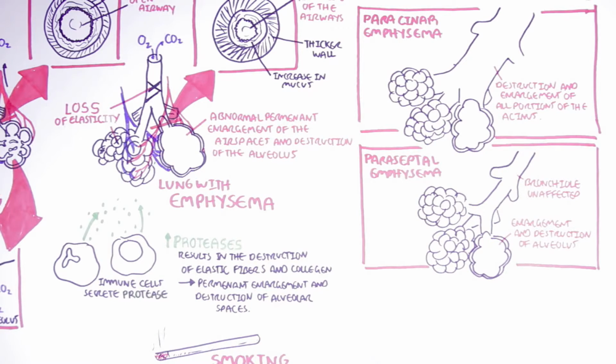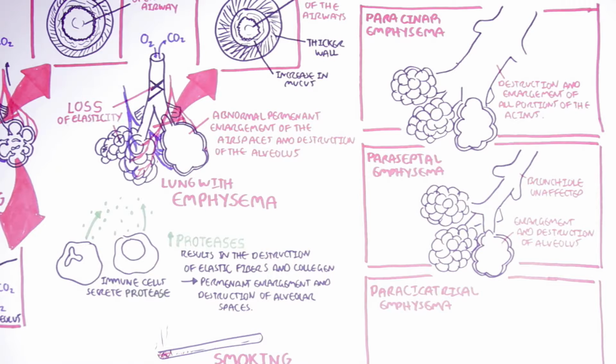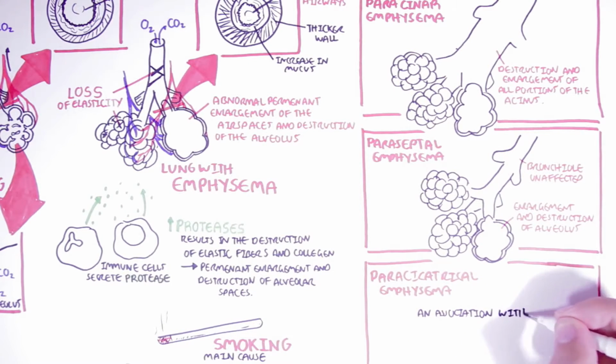Then there is the paracicatricial emphysema, I hope I pronounced that right, or irregular emphysema. This is often seen in individuals with inflammatory conditions and is mostly involved in scarring of the tissues, so it is associated with fibrosis.